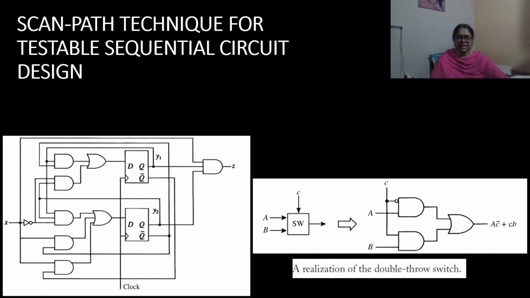Or in other words, when C is equal to 0, the circuit will operate in normal mode. But when C is equal to 1, the circuit will operate in such a way that the elements of the circuit are connected together to form a shift register. So this switch is acting like a 2:1 multiplexer. Thus, it allows the circuit to operate in normal or shift register mode.